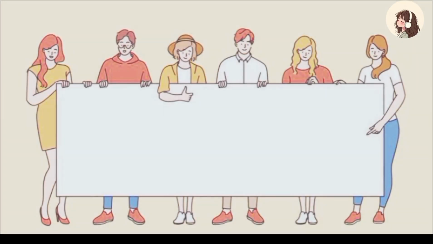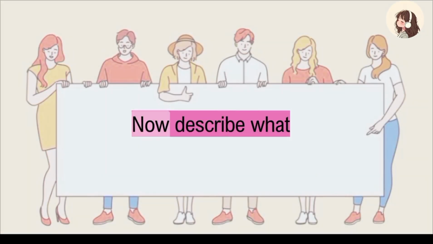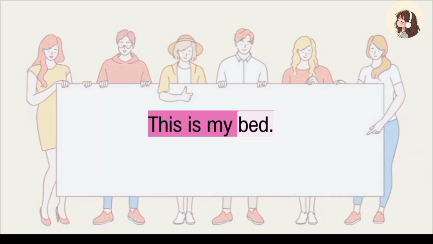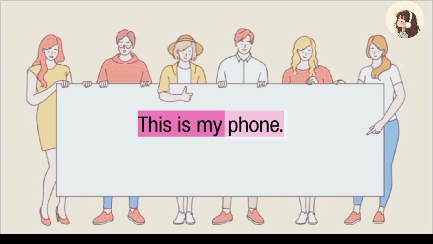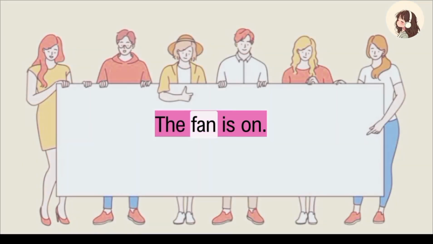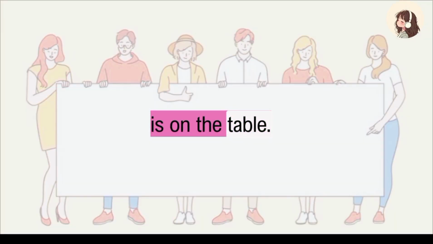Step 2. Describe everything around you. Look around your room. Now describe what you see in English. This is my bed. This is my phone. This is a fan. The fan is on. My phone is on the table.